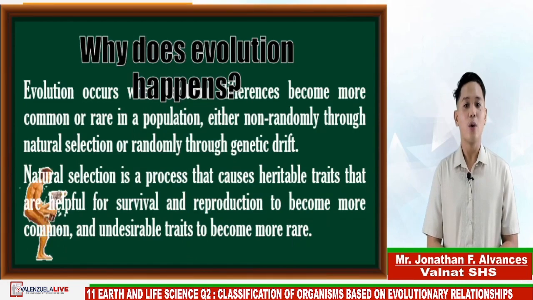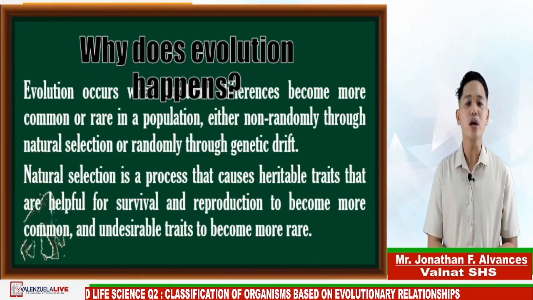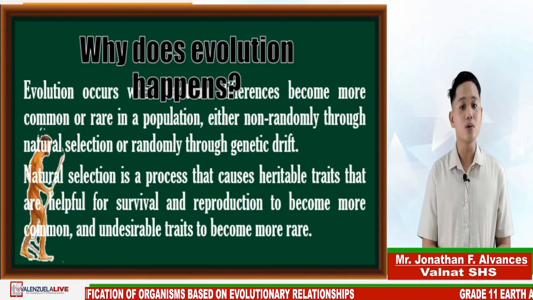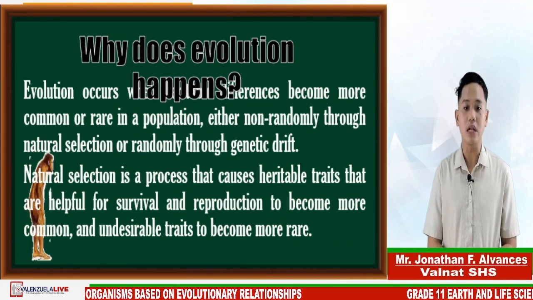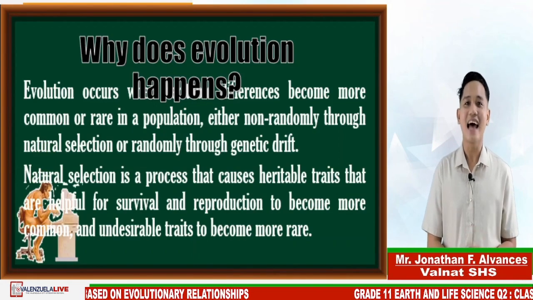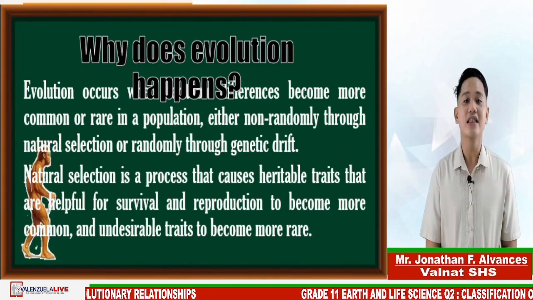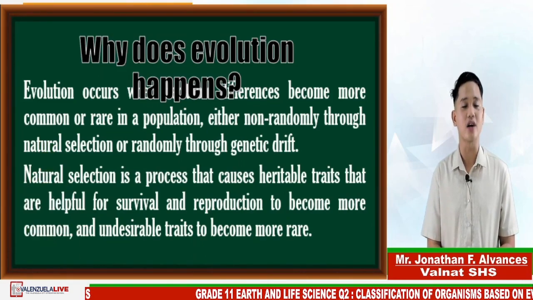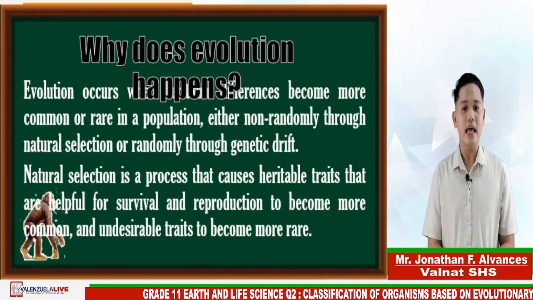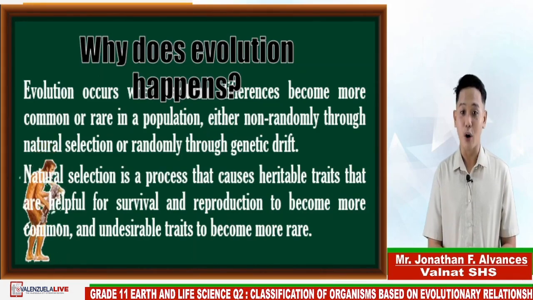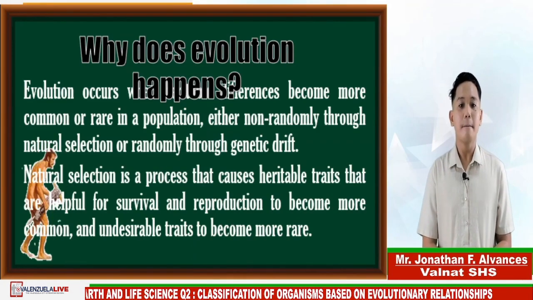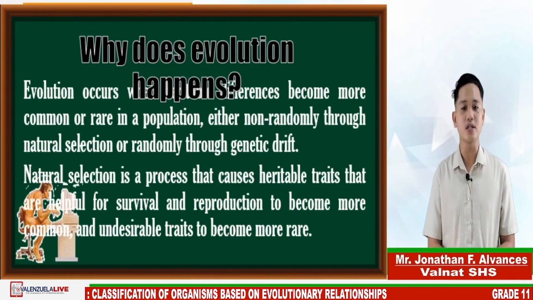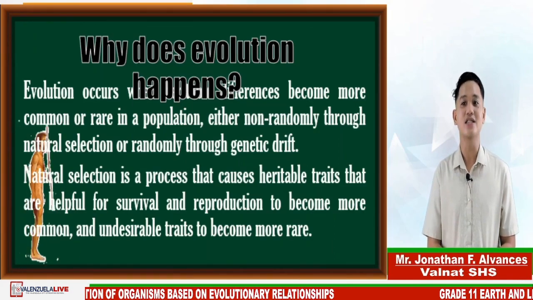Evolution occurs when heritable differences become more common or rare in a population, either non-randomly through natural selection or randomly through genetic drift. Natural selection is a process that causes heritable traits that are helpful for survival and reproduction to become more common and undesirable traits to become more rare. This occurs because organisms with advantageous traits pass on more copies of these heritable traits to the next generation.